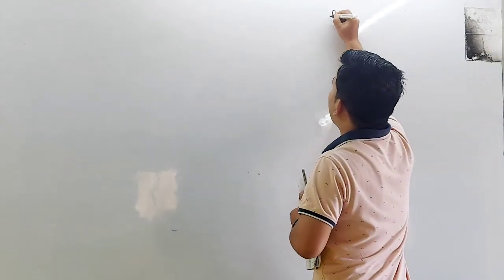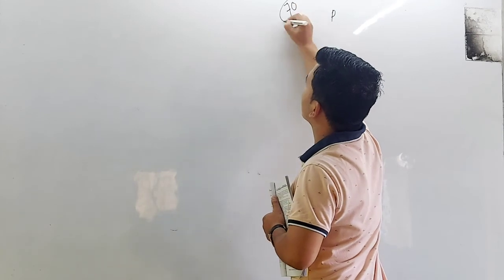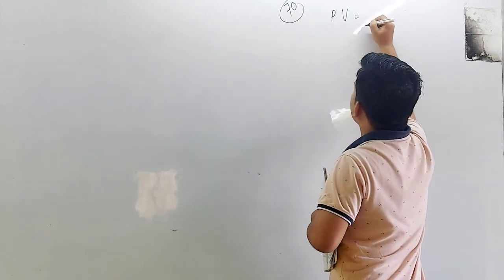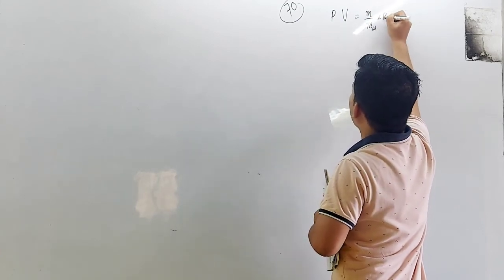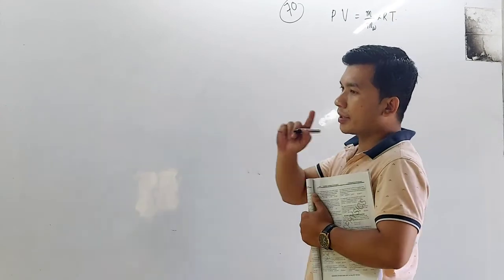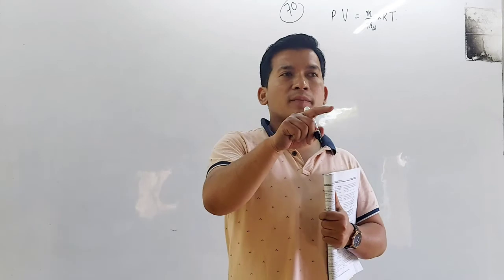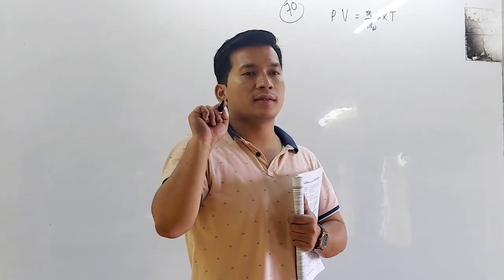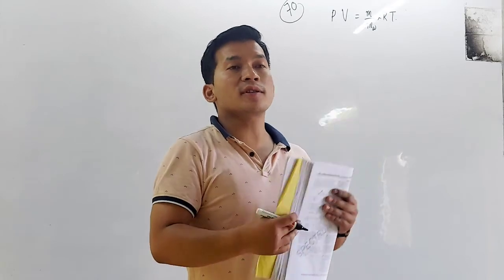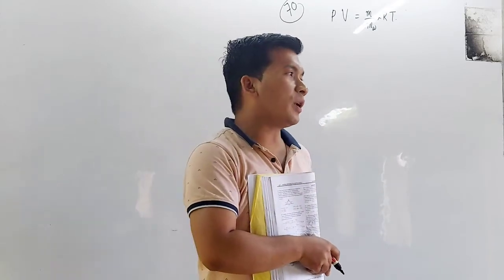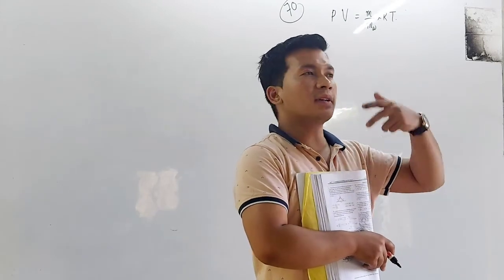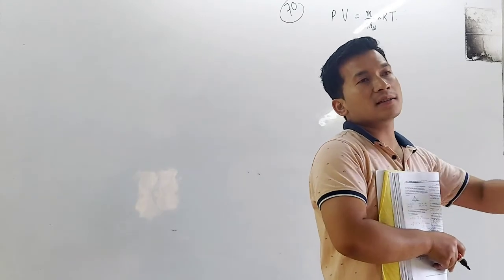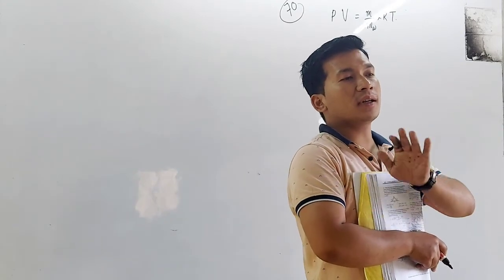Use the formula PV equals M divided by MW into RT. We have two different conditions, the pressure and temperature before leakage and after leakage. Before leakage the temperature was 57. After leaking out some nitrogen gas to the surroundings, the temperature of the container reduces.